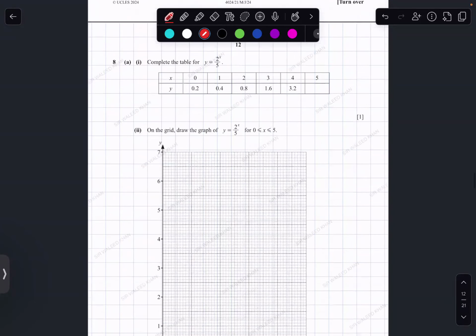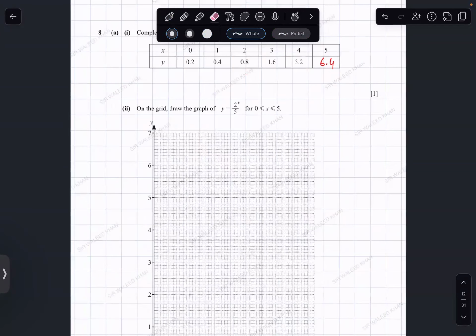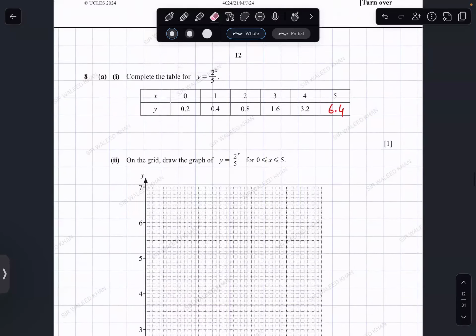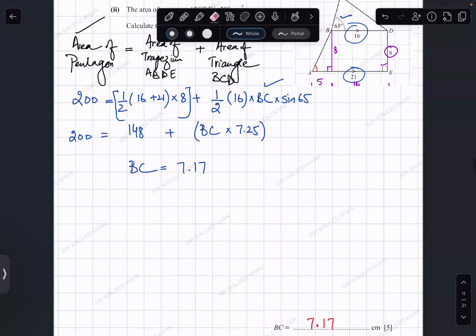Next, question number 8. Complete the table for this. So the given value over here is 6.4. All you had to do was plug in the value of 5 over here. 2 power 5 divided by 5, you should get 6.4. Yes, Ismail, asks to show the answer one more time. That's what?